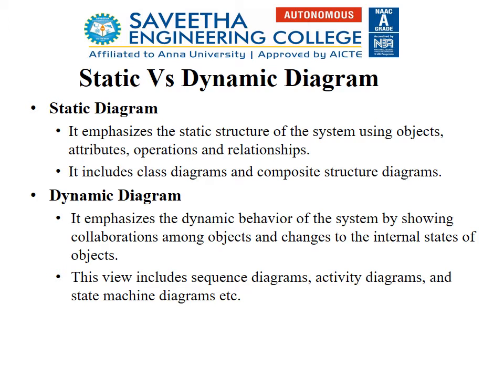Whereas the dynamic diagram emphasizes the dynamic behavior of the system by showing collaborations among objects and changes to the internal state of the objects. This view includes sequence diagrams, activity diagrams and state machine diagrams. All these diagrams belong to the group of dynamic diagrams.